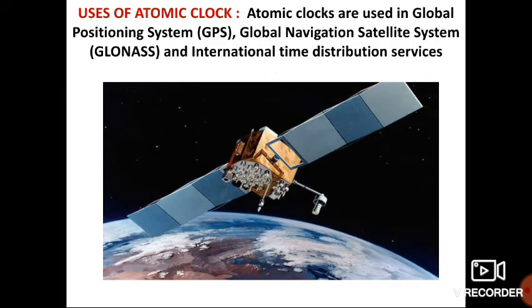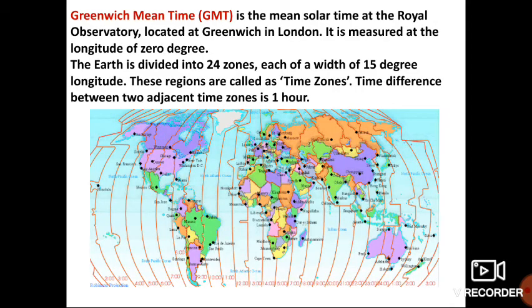Then where is it used? These are the uses of the atomic clock. Atomic clocks are used in the Global Positioning System, GPS, the Global Navigation Satellite System, GLONASS, and international time distribution services. The next one, Greenwich Mean Time, GMT.